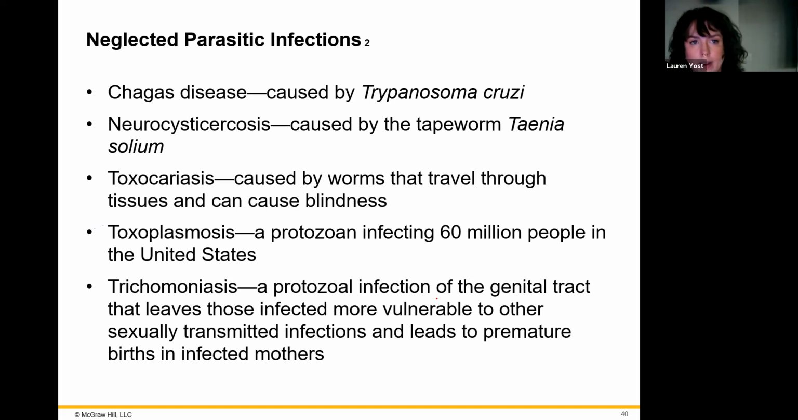And then trichomoniasis. We already mentioned this a little bit, especially in the eukaryote lab, right? We actually looked at Trichomonas vaginalis. It's a sexually transmitted protozoal infection and can cause premature birth in infected mothers.